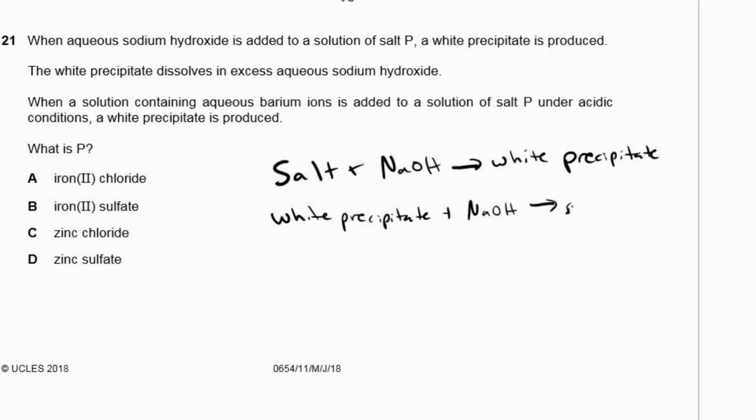Okay, it dissolves. So first of all, you put the salt in sodium hydroxide, a white precipitate is formed, then you put more sodium hydroxide in, and then the white precipitate disappears.